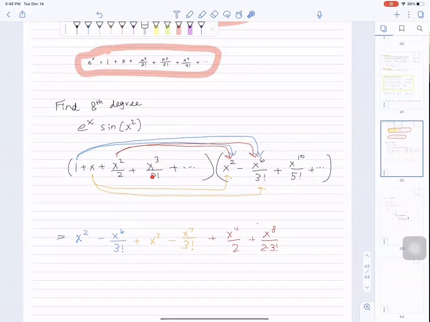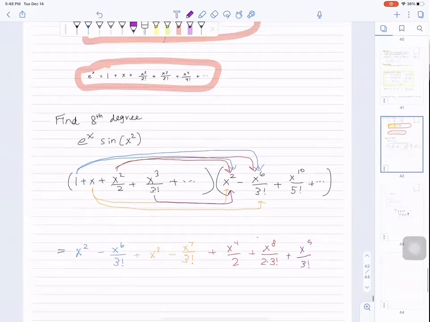Okay, what about over here? Maybe I shouldn't have done 8, but here x cubed, the purple, gives you x to the 5th over 3 factorial. Then the next one gives you x to the 9th. That's overboard. We don't need x to the 9th. So let's stop with the purple.